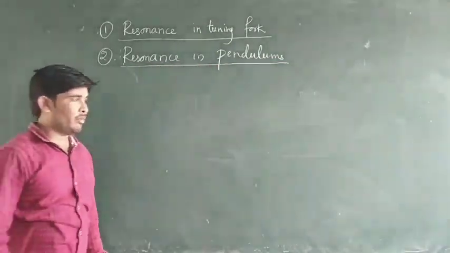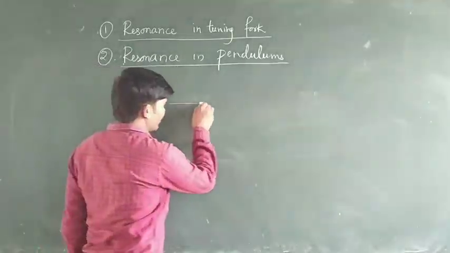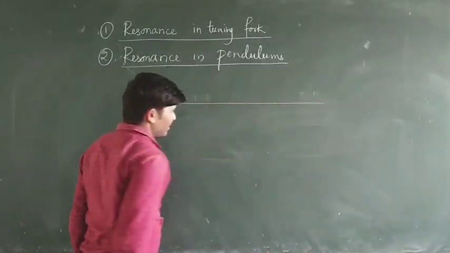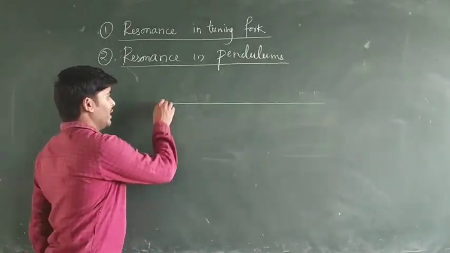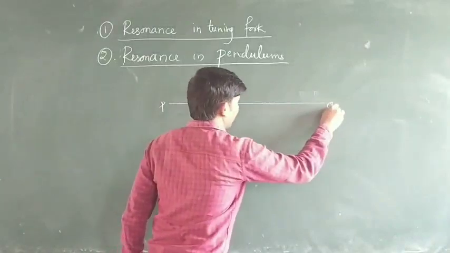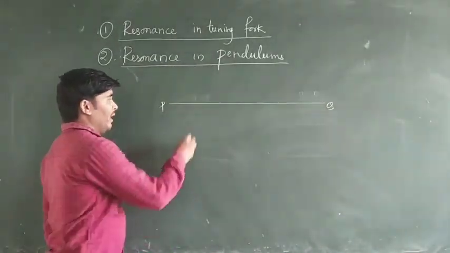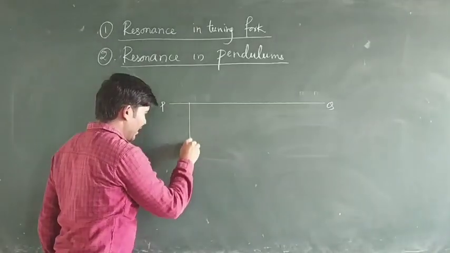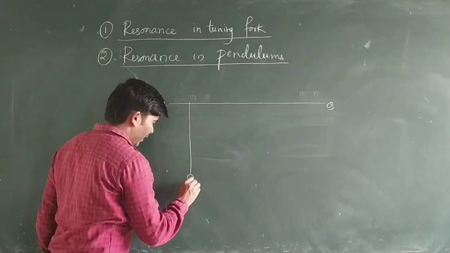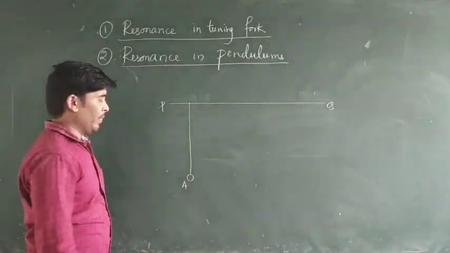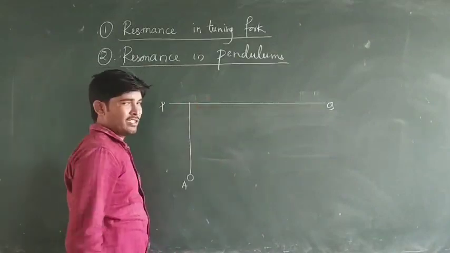To do this experiment, we need four simple pendulums. All four simple pendulums are suspended from an elastic support, PQ. The pendulum A is also suspended from this elastic support. In total, four pendulums are suspended from this elastic support.